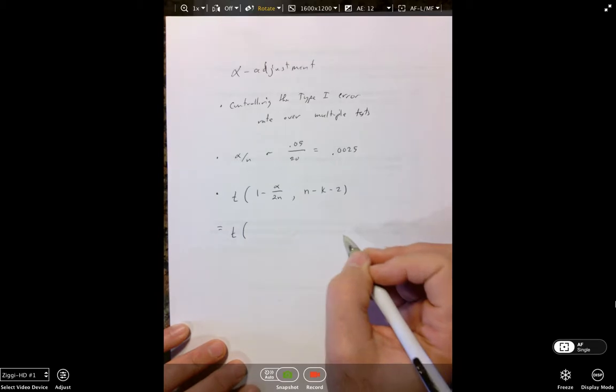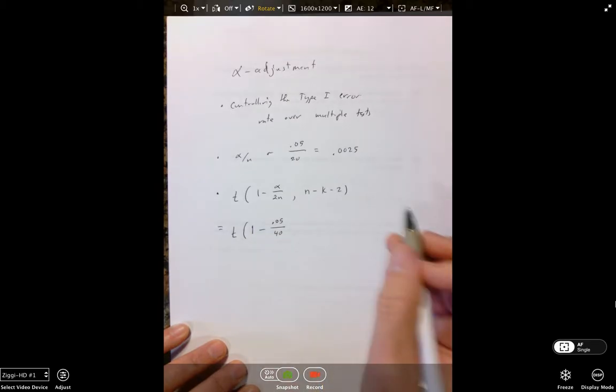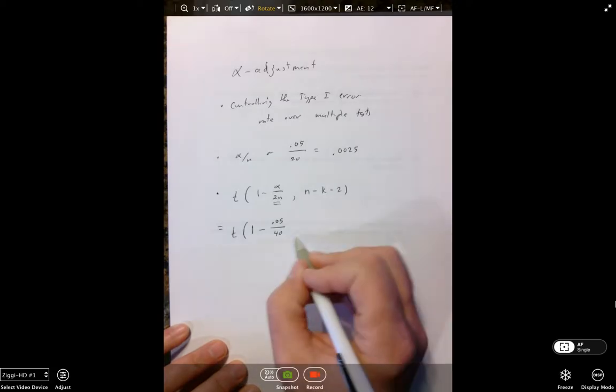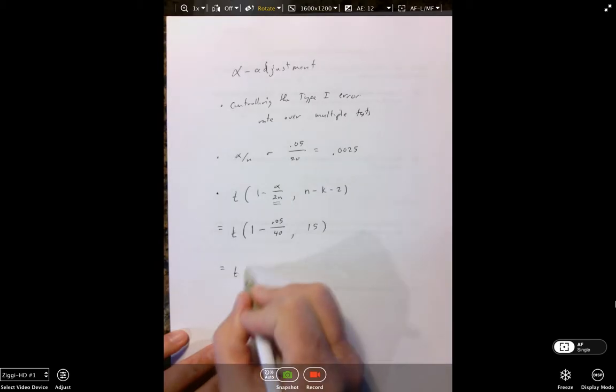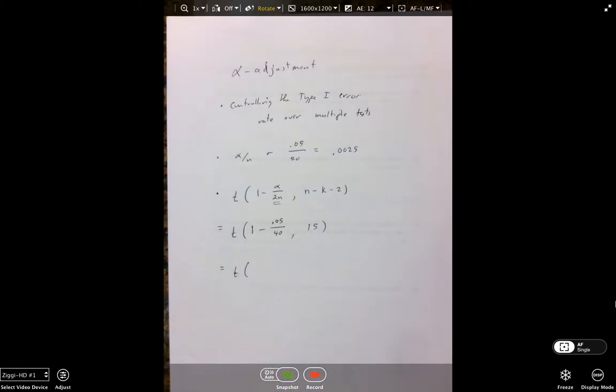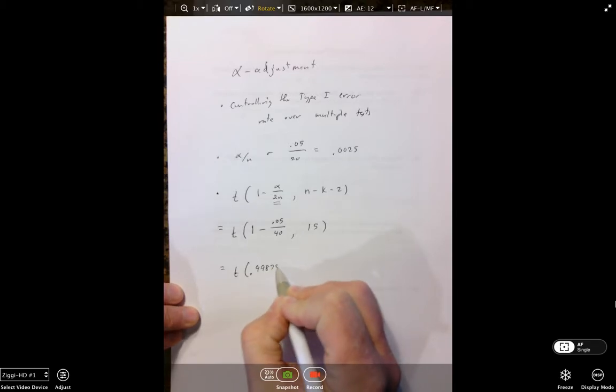So we can take t of 1 minus, if we're testing at 0.05, divide by 40 instead of 20, because this is a much more conservative Bonferroni correction method. And again, we'd have degrees of freedom 15. So ultimately, guys, what we get here is t of 0.05 divided by 40, and take that away from 1. So we get 0.99875.